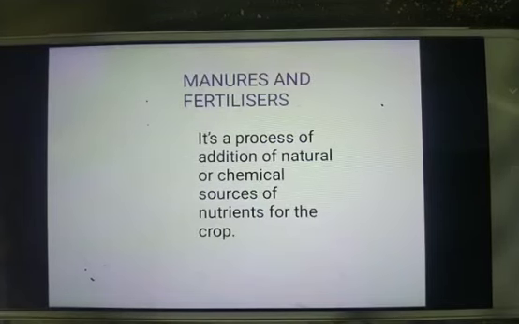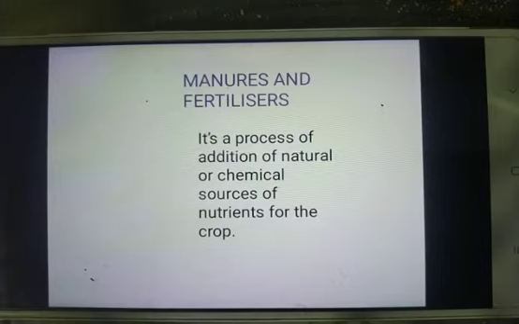Next is the most important topic, manure and fertilizers. It's a process of addition of natural or chemical sources of nutrients for the crop. Now, why is it required? A farmer has only one field, and in that single field he grows a cycle of crops. One crop, then he harvests that, then after that another crop in the same field.